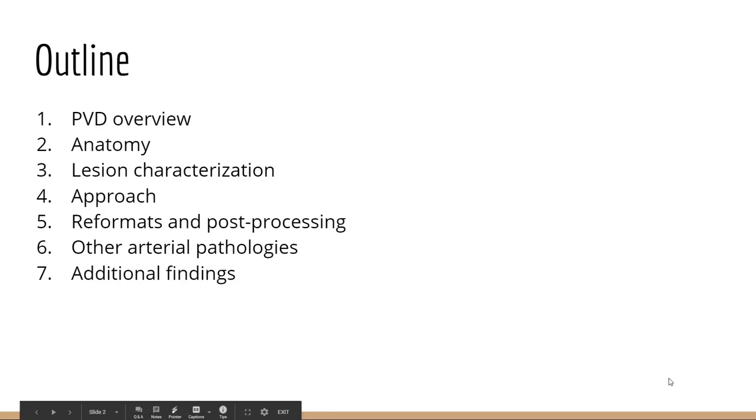I'm going to briefly go over peripheral vascular disease, talk about some pertinent anatomy, and then get into the real bulk of the talk in terms of lesion characterization and approach to these studies, a little bit about reformats and post-processing, briefly go over some differential diagnoses, and then show some additional findings.